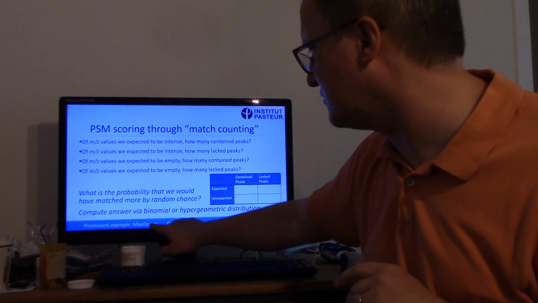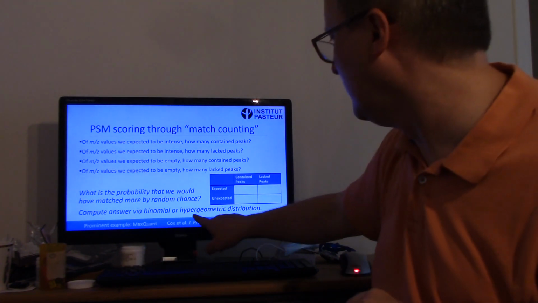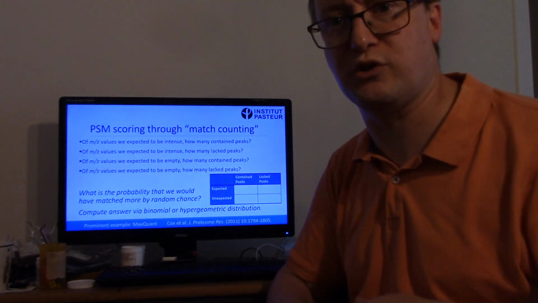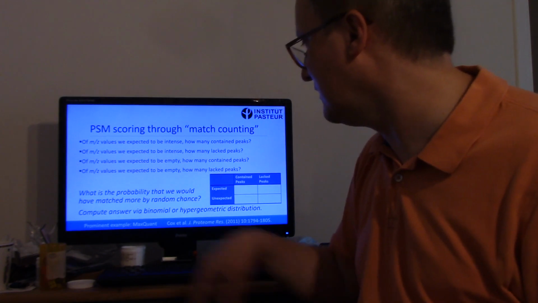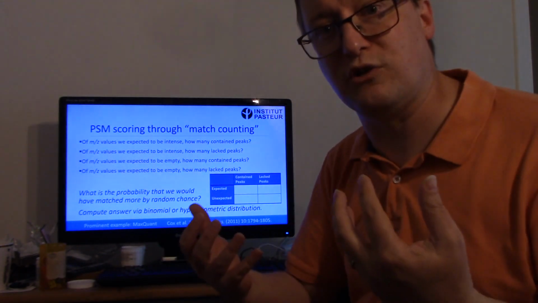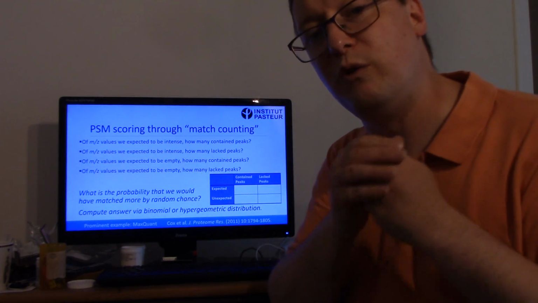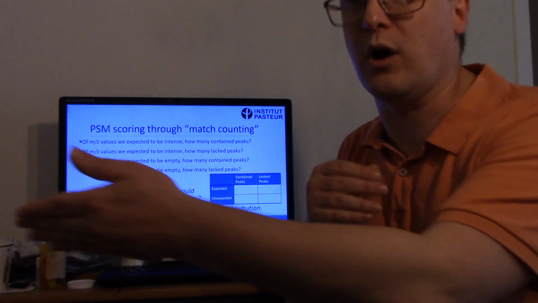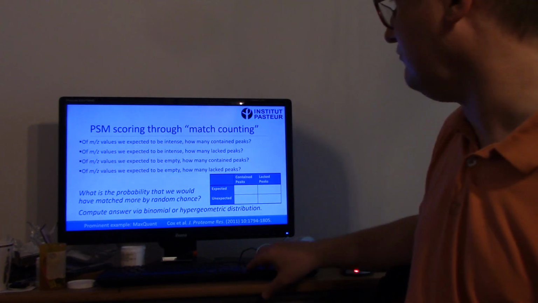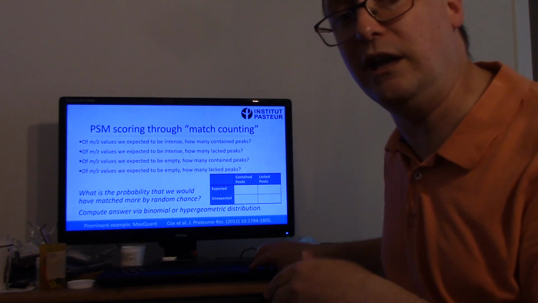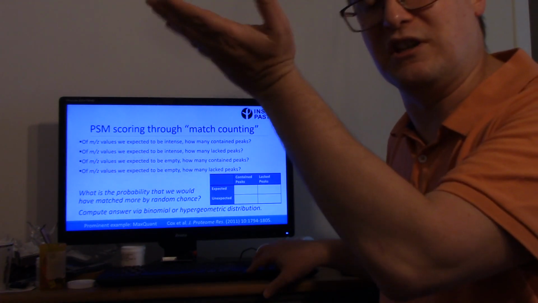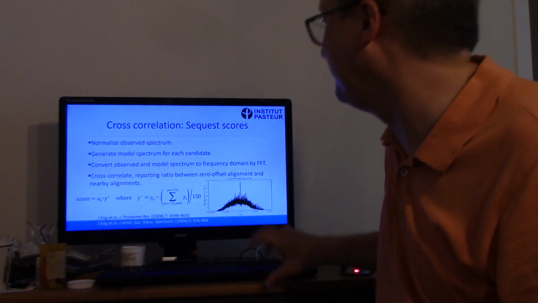So we can compute that answer using what's called the binomial distribution. I believe that's the one used in Andromeda for MaxQuant, or by the hypergeometric distribution, which we've seen in other search engines. So these match counter engines can then say, what is the probability that by random chance we would have matched this many peaks or more for that spectrum? Okay, so that is a simple way to push good matches to the top and bad matches to the bottom.